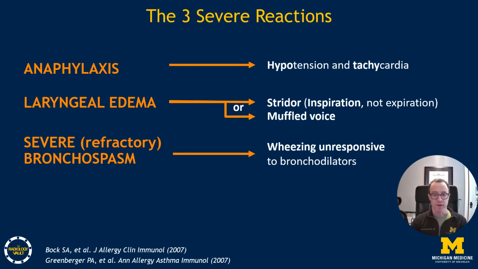Severe refractory bronchospasm is the third reason that you could give epinephrine. This is wheezing that's unresponsive to bronchodilators. So bronchodilators are the first-line treatment for bronchospasm. But if you're giving those and they're not working, then think about giving epinephrine.